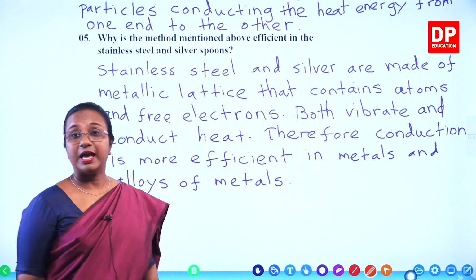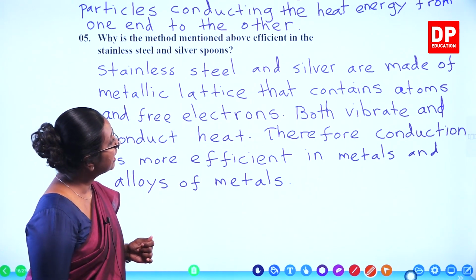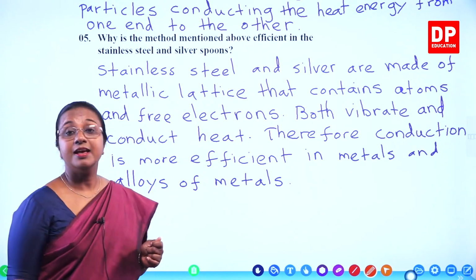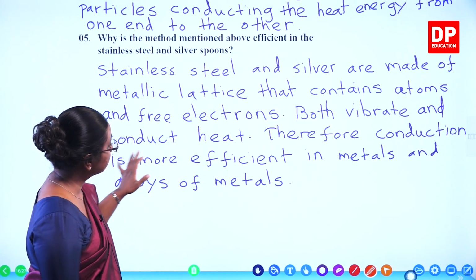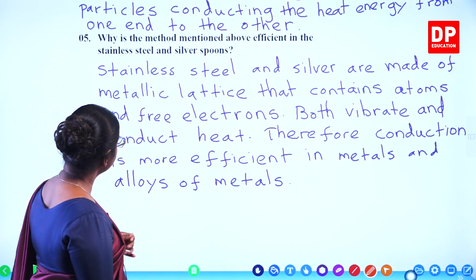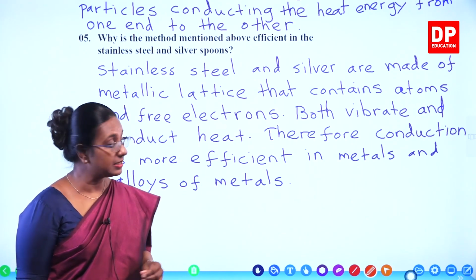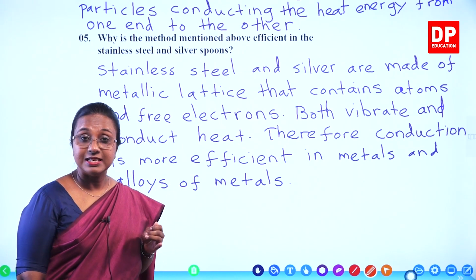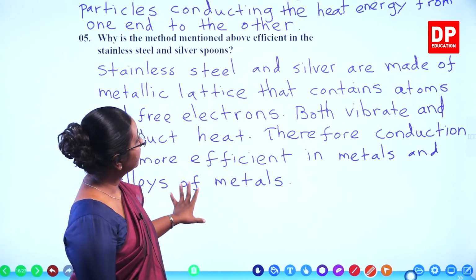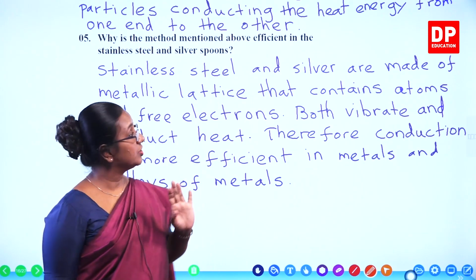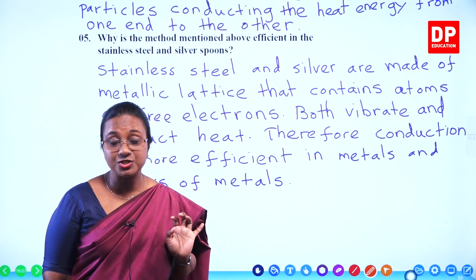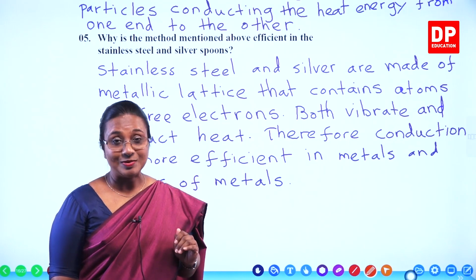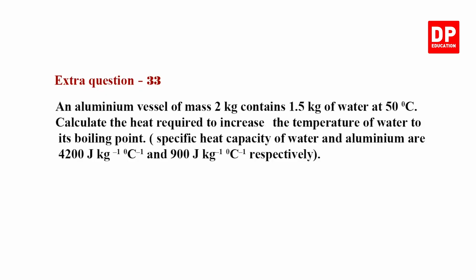So, that is how you can explain it. Stainless steel and silver are made up of metallic lattice that contains atoms and free electrons. Both vibrate and conduct heat. Therefore, conduction is more efficient in metals and alloys of metals. Silver is a metal, stainless steel is an alloy of metal. So, that gives the explanation. I am sure students, you also understood the question well and you have answered it in the correct manner. So, with that, I will move on to the next question.